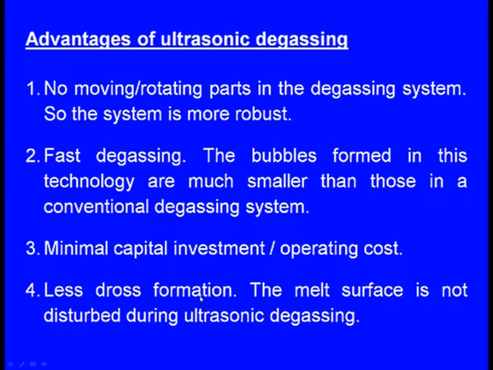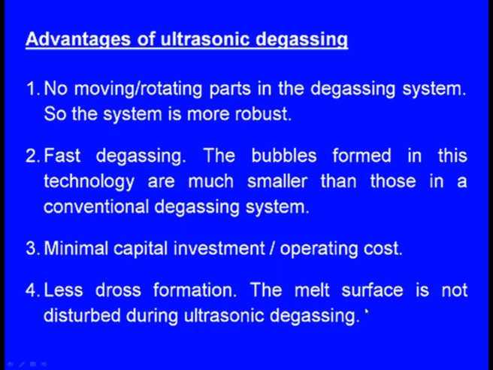So, in the case of rotary degassing, because of the rotation of the rotor, the dross collects at the top of the molten metal, and removal or segregation of the dross sometimes becomes tough. But here there is less dross formation. The melt surface is not disturbed due to ultrasonic degassing.